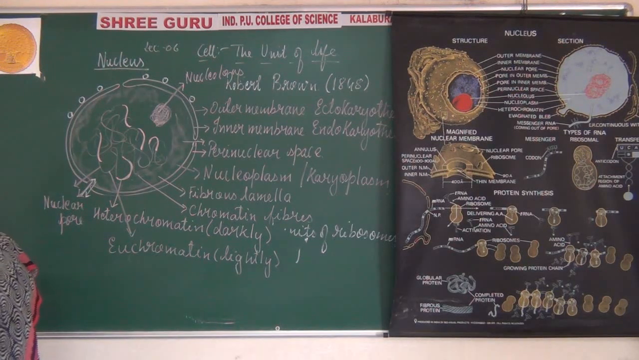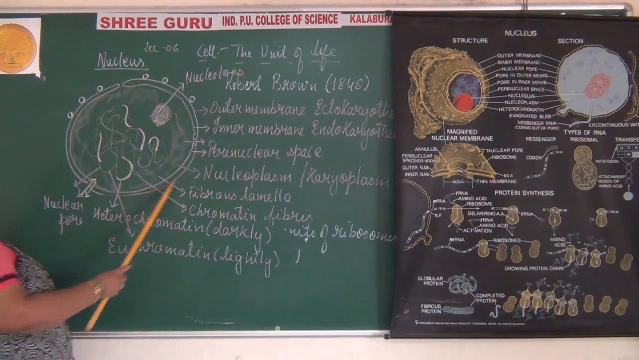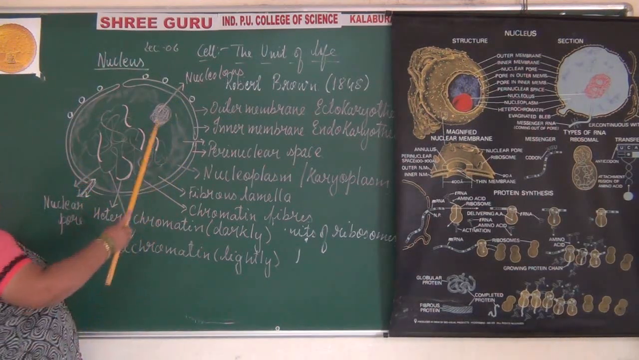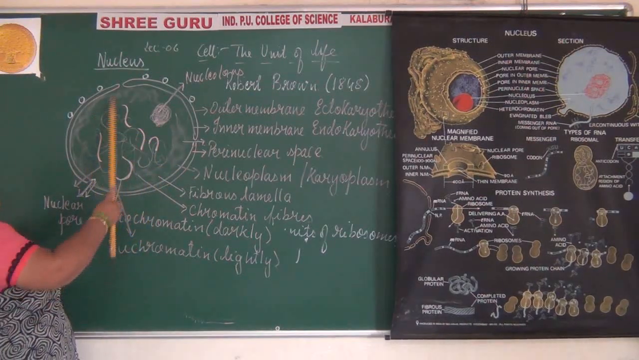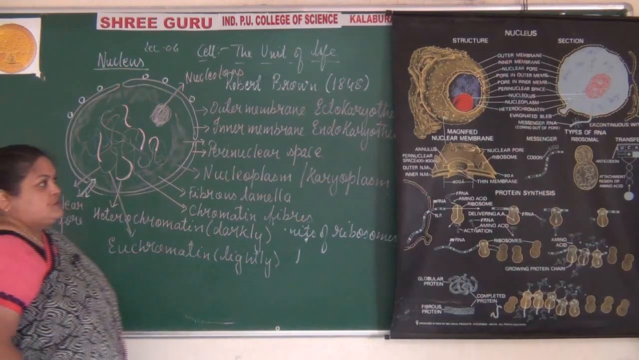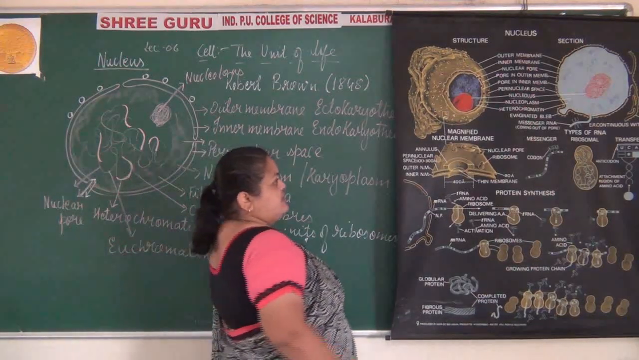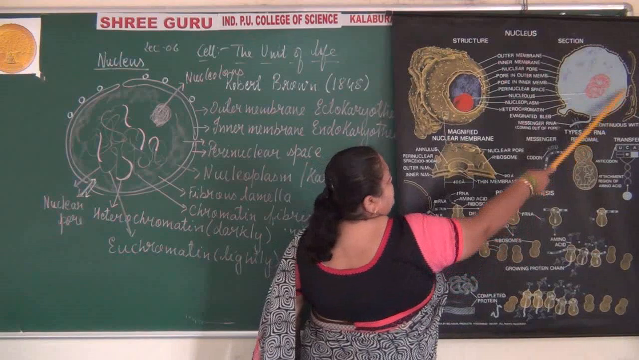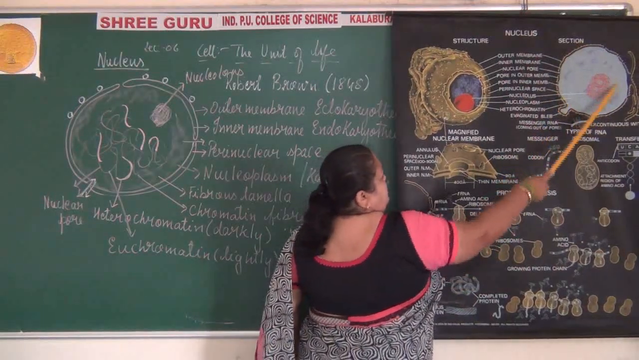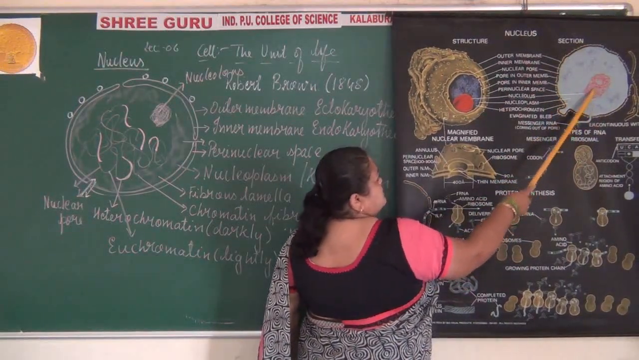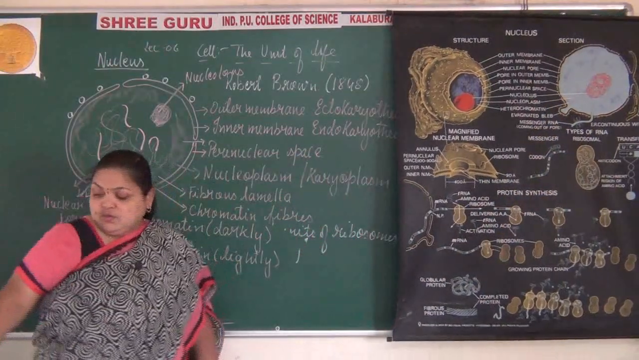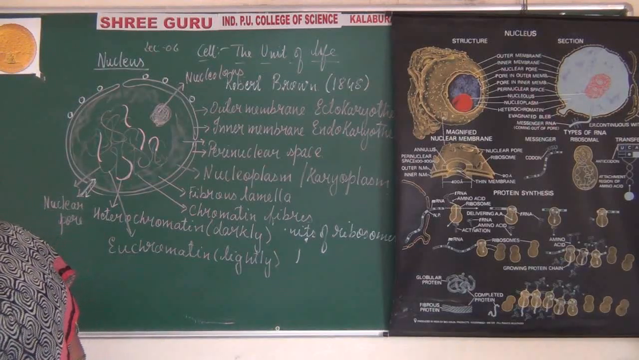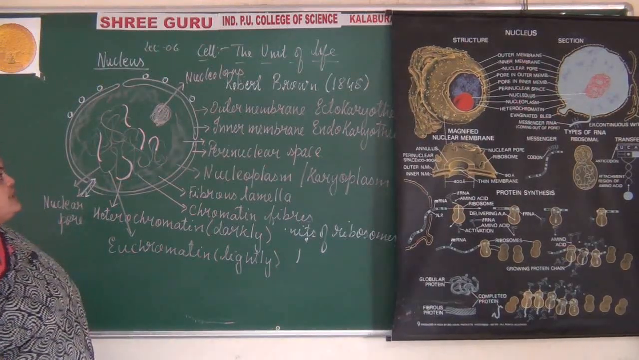Right. So the nucleus has four components: the nuclear membrane, the nucleolus, the chromatin network, and the nucleoplasm. Observe the chart once again. This is the nuclear membrane, nucleolus, nucleoplasm, and the chromatin network. So just a recap of the layers.